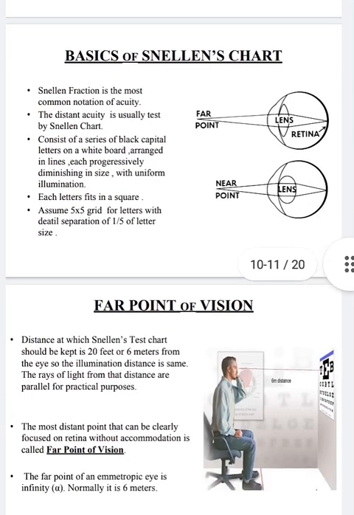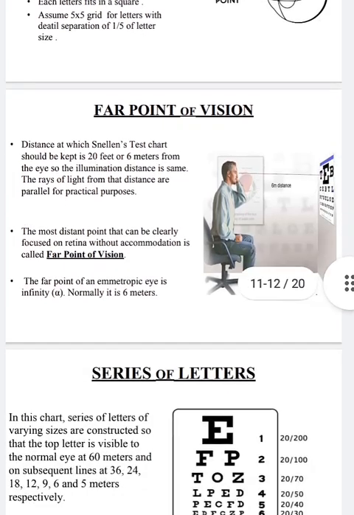Far point of vision. The distance at which Snellen's chart should be kept is 20 feet or 6 meters from the eye. The rays of light from that distance are parallel for practical purposes. The most distant point that can be clearly focused on the retina without accommodation is the far point of vision. The far point of an emmetropic eye is infinity, and normally it is taken as 6 meters.